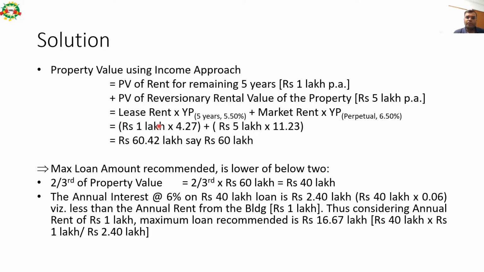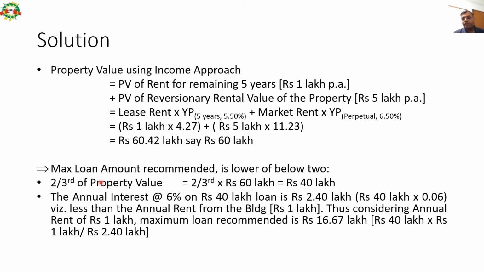So annual lease rent multiplied by year purchase 5 years at 5.5%, which is given in the question. We will multiply 1 lakh into 4.27. So this is the present value of the rent which we are going to get from the property for the remaining 5 years of unexpired lease period, and 5 lakh rupees thereafter we will start getting on an annual basis. If we multiply it with year purchase in perpetuity at 6.5% given in the question, it is 5 lakh into 11.23. So the total value of the property is 60.42, say 60 lakh rupees. This is the value of the property considering the income approach or rental method.